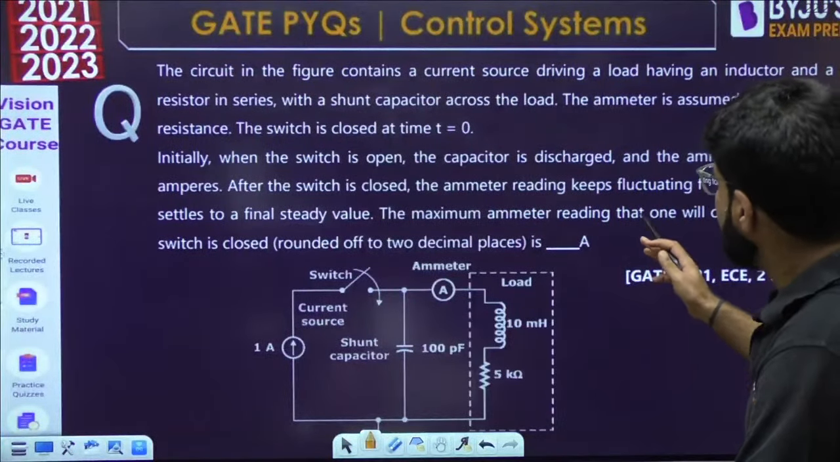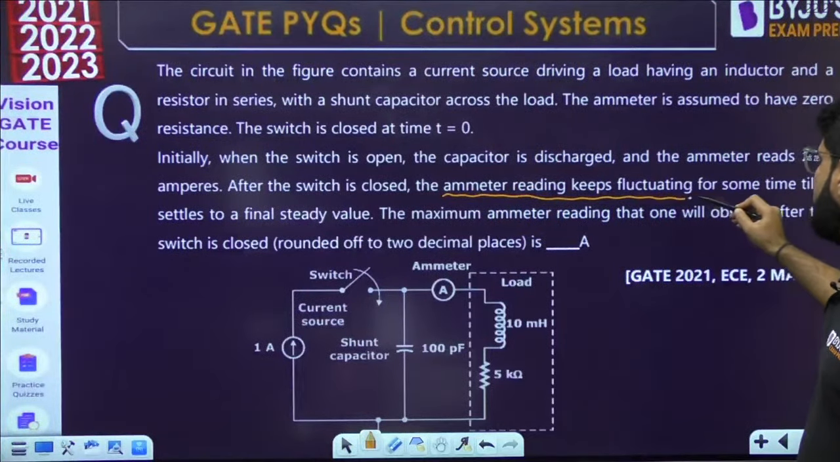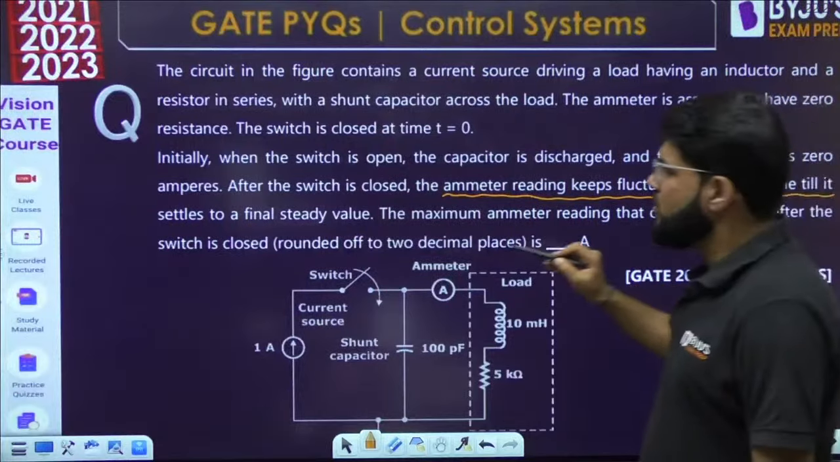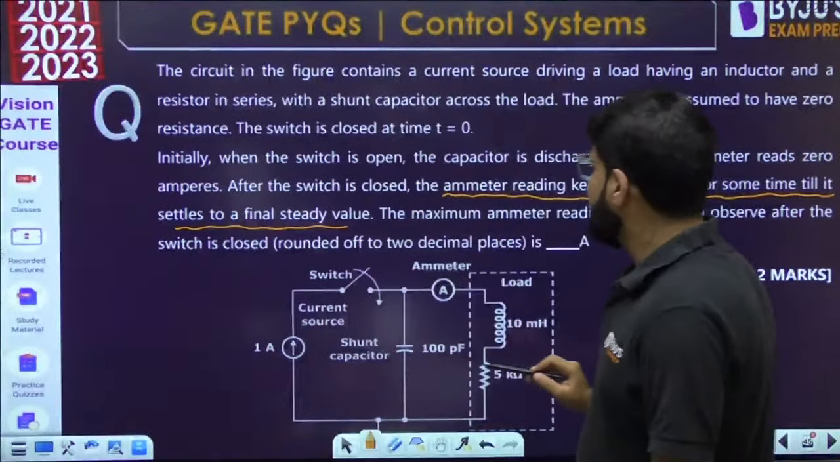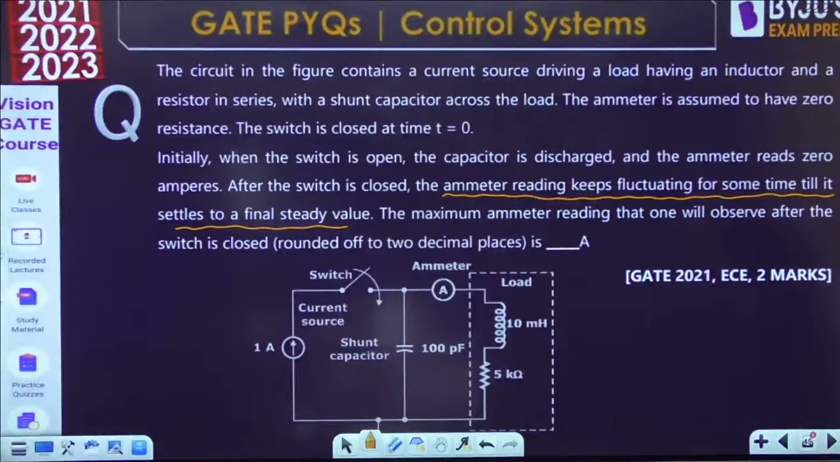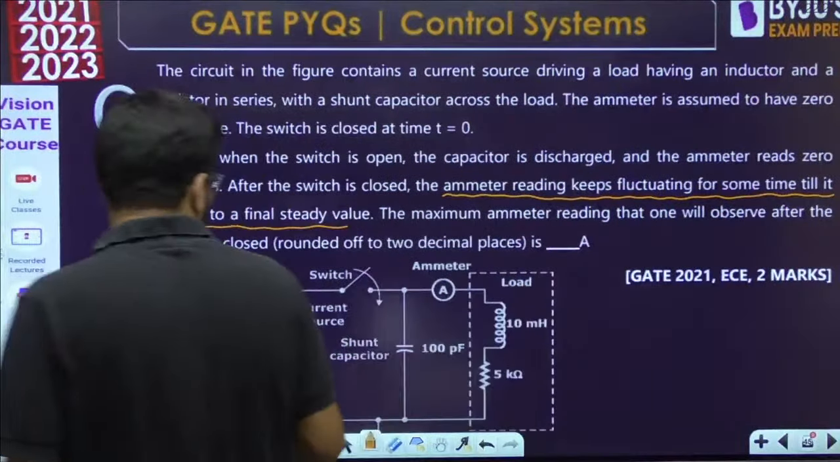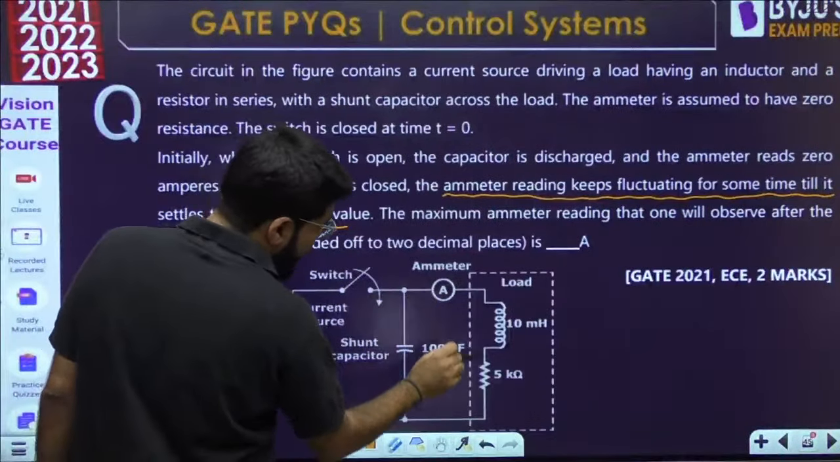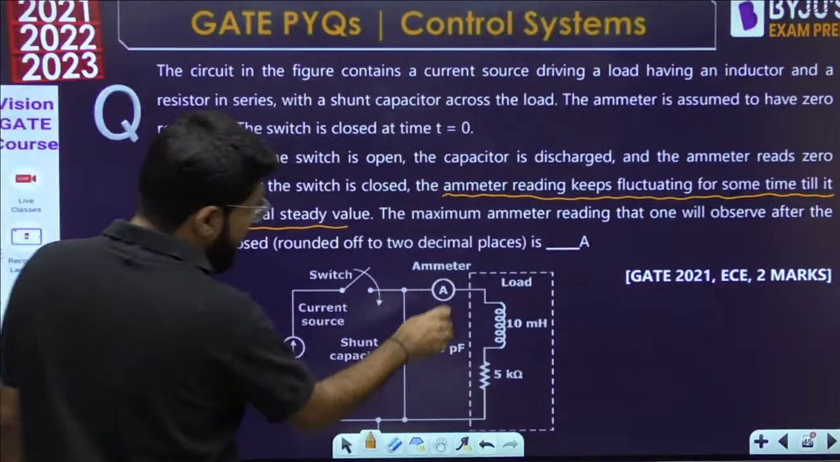After the switch is closed, the ammeter reading keeps fluctuating for some time till it settles to a final value. That means it oscillates for some time and then settles to the final value. The maximum ammeter reading that one will observe after the switch is closed will be the reading of the current that is flowing in this load. The ammeter is connected with the load.